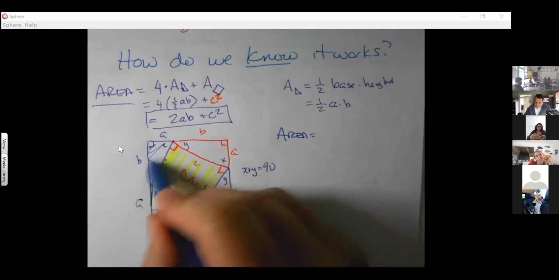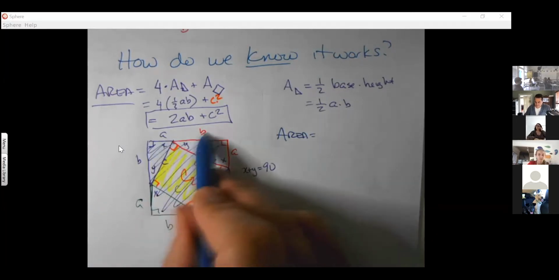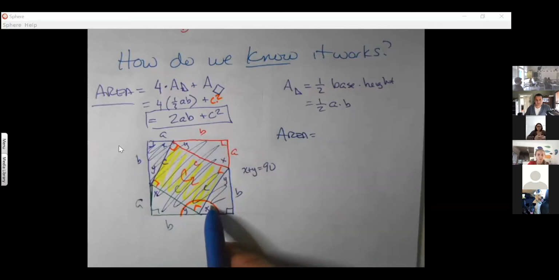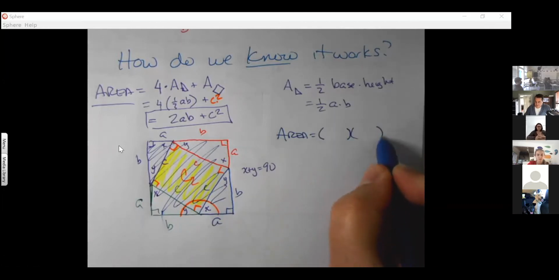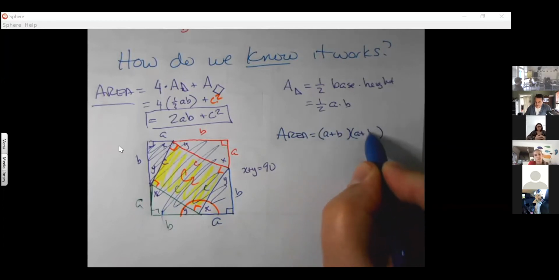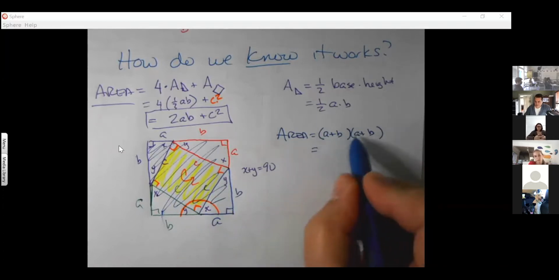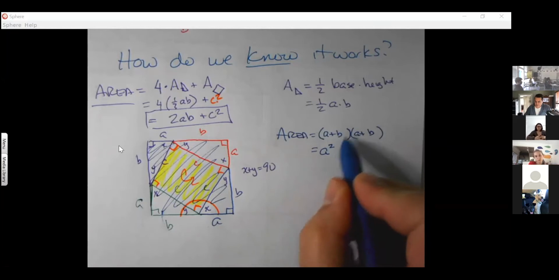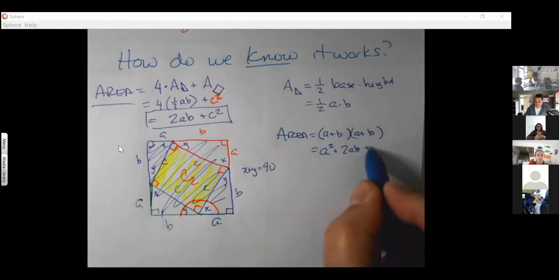I can treat this thing as a big square, can't I? Because they've got a side length that's the combination of A and B all the way around, and it's got right angles. So the whole thing is a square as well, and it's going to be base times height, or length times width, but they're going to be the same. They're both going to be A plus B. That's the area of the shape. So then I'll FOIL this, or use the distributive property. AB, another AB is going to make 2AB plus A squared plus B squared.